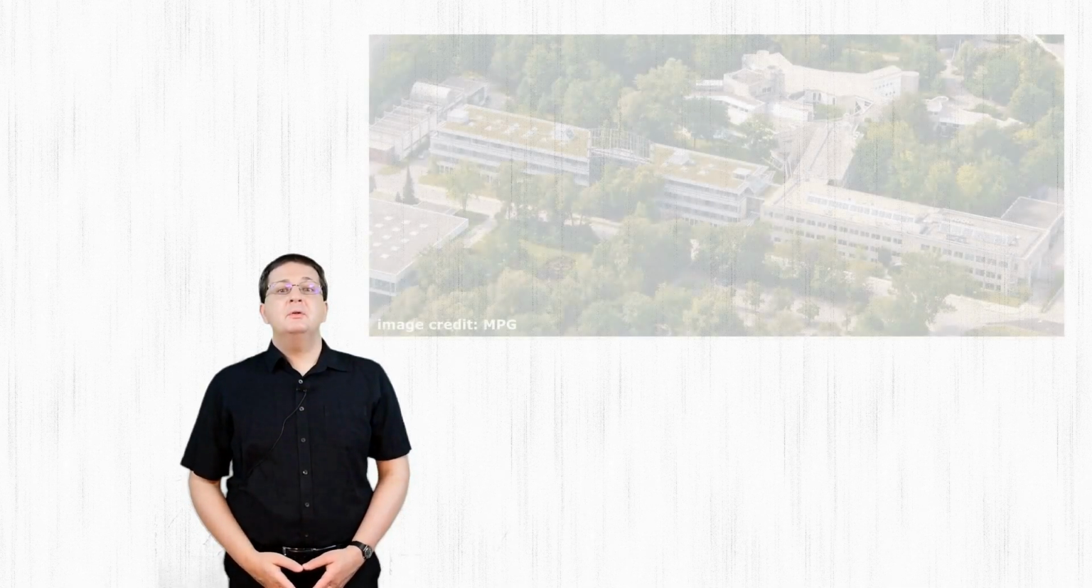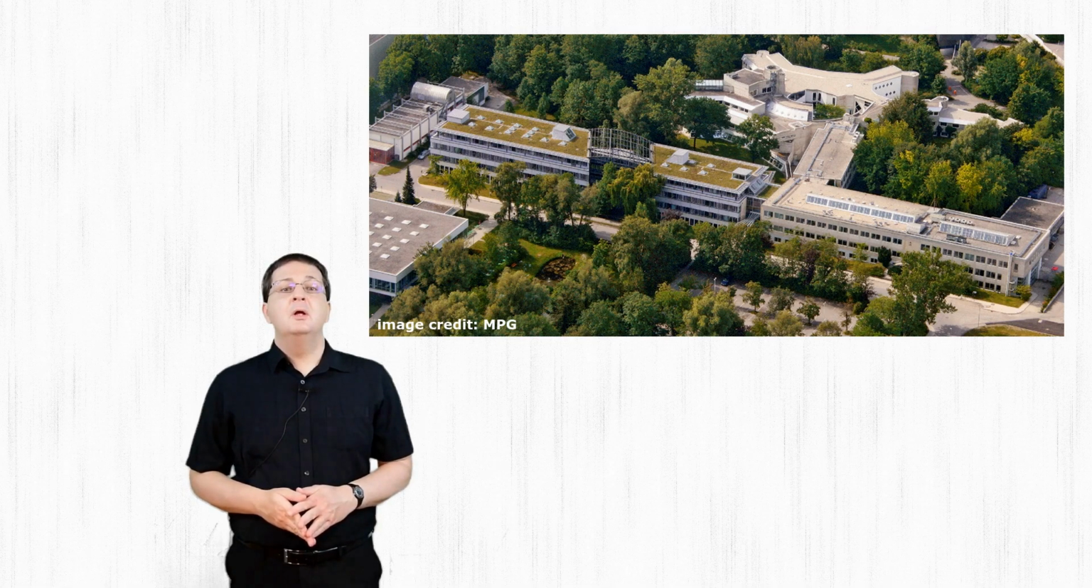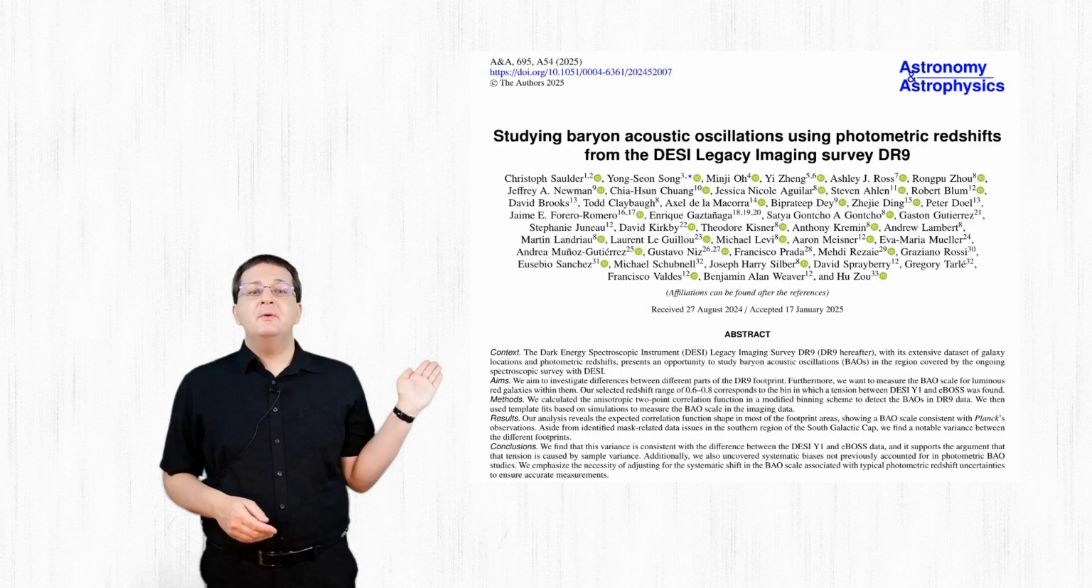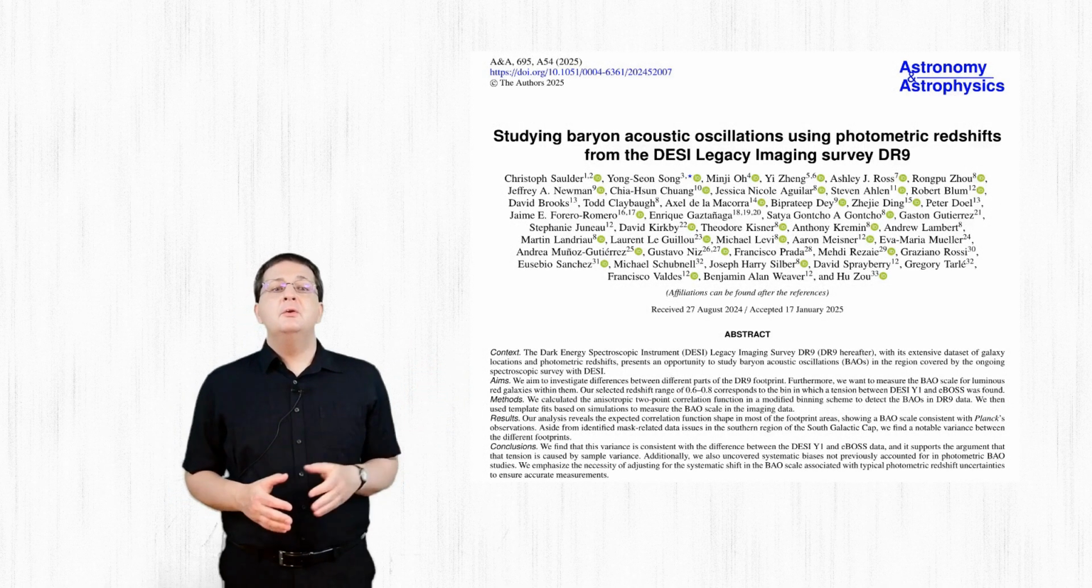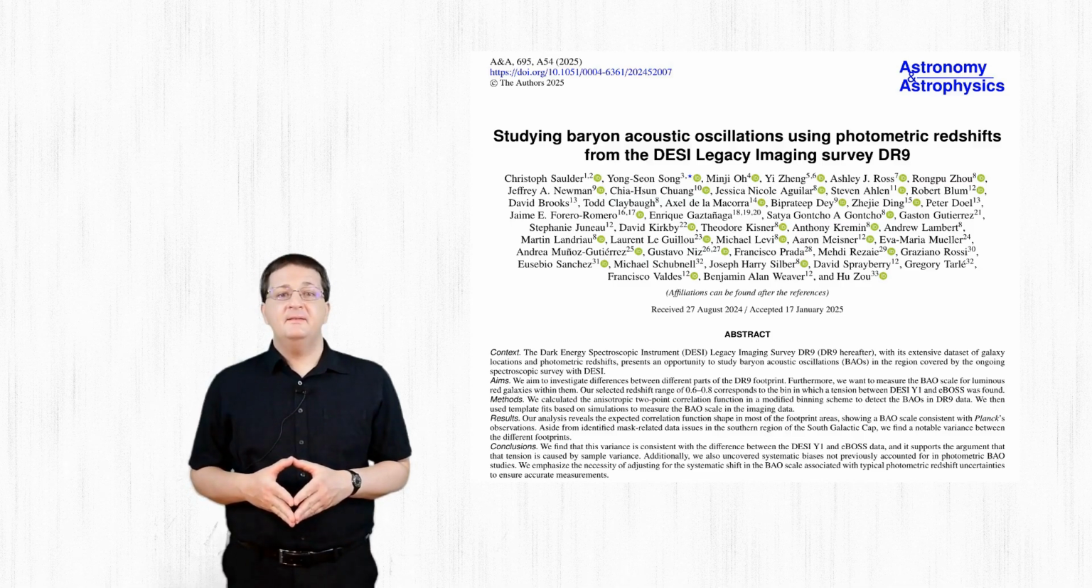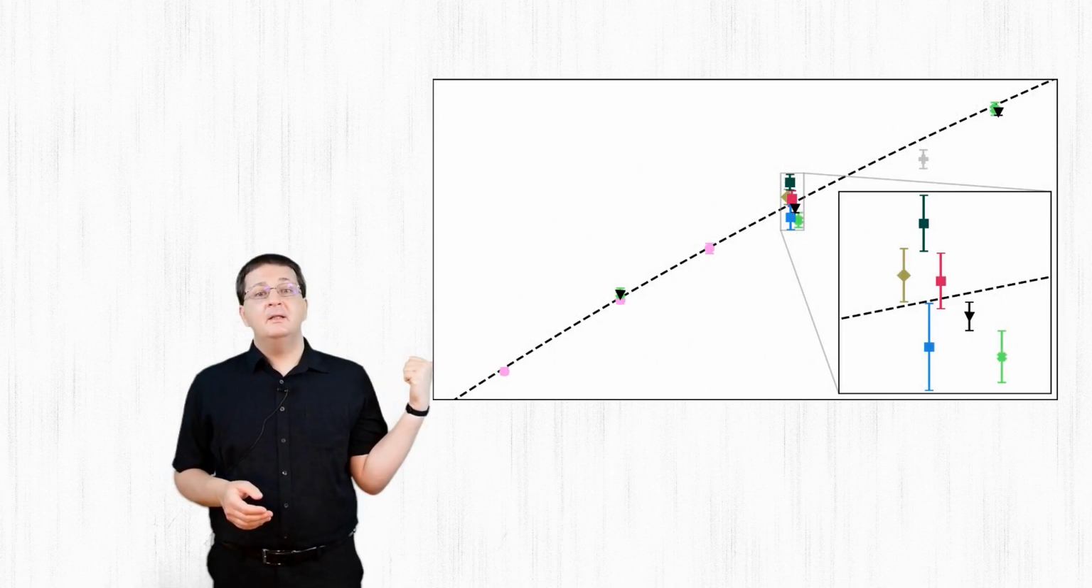Hi, my name is Christoph Saulder and I'm currently a postdoc at the Max Planck Institute for Extraterrestrial Physics. Today I will present the results of my recent paper on baryon acoustic oscillation measurements using photometric redshift from the DESI Legacy Imaging survey. So, essentially how we got this plot here and what it means.